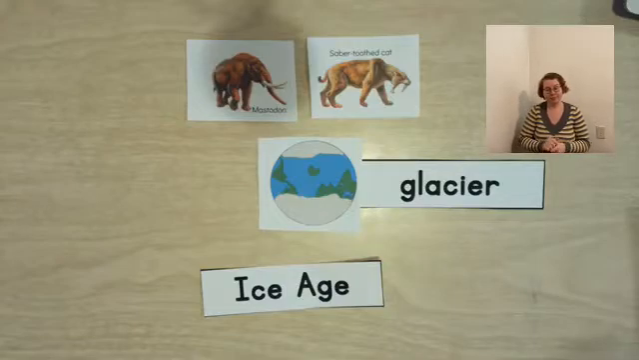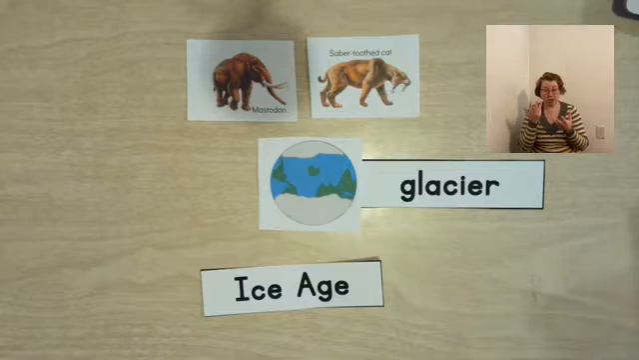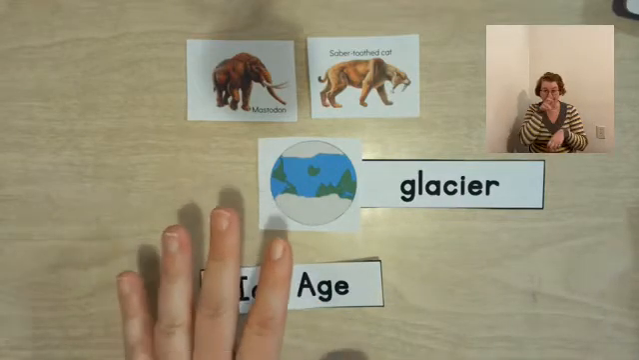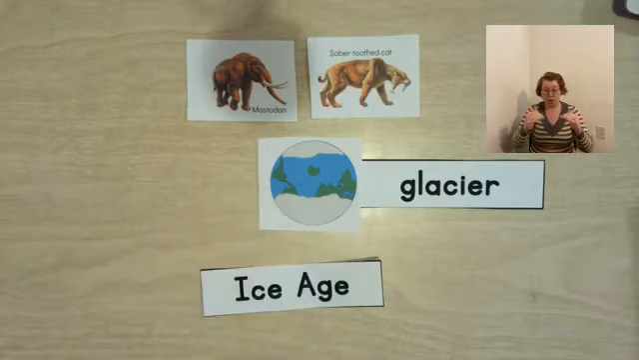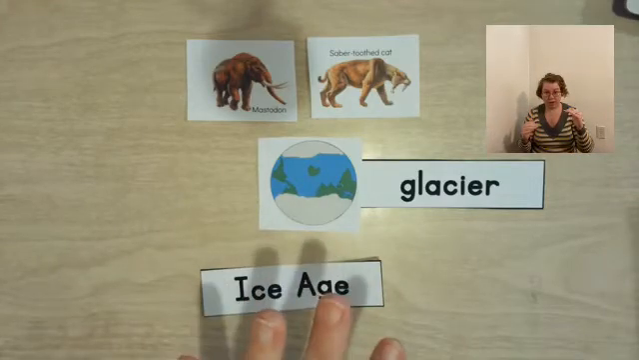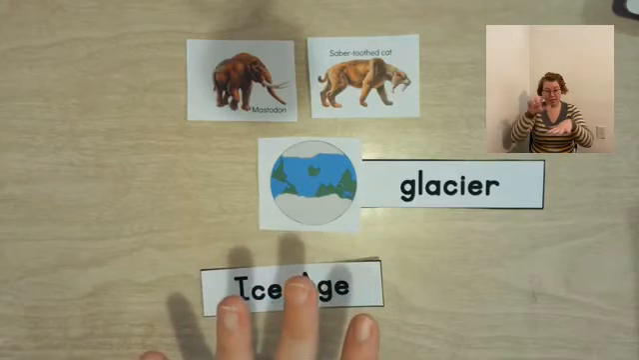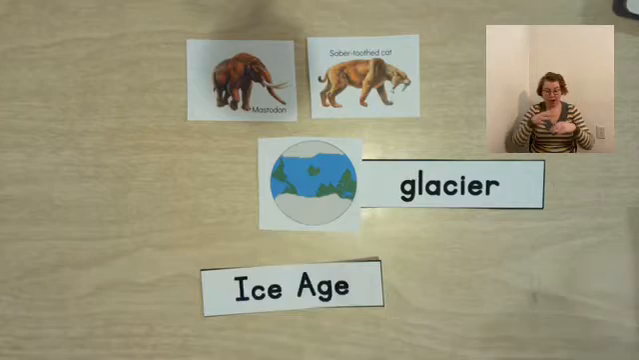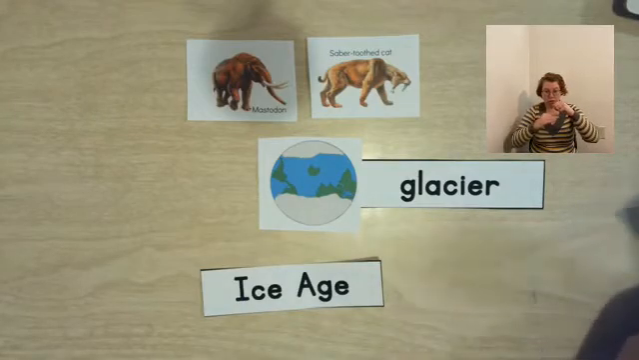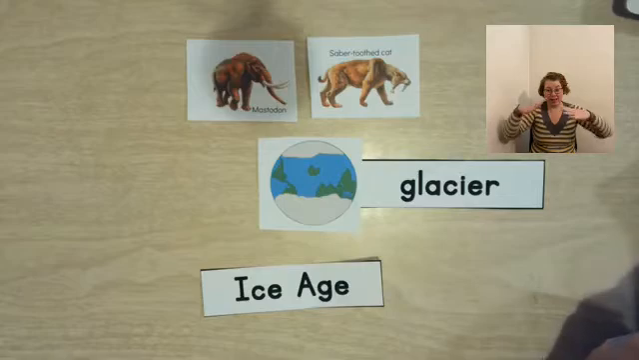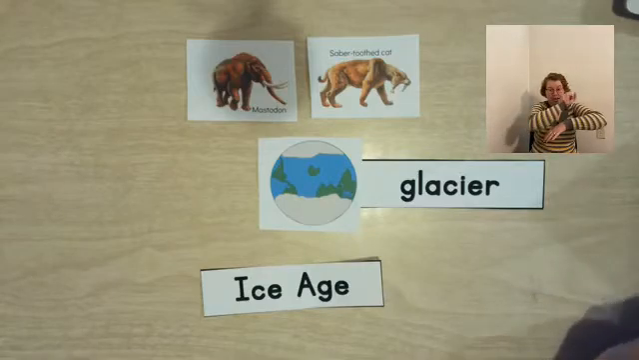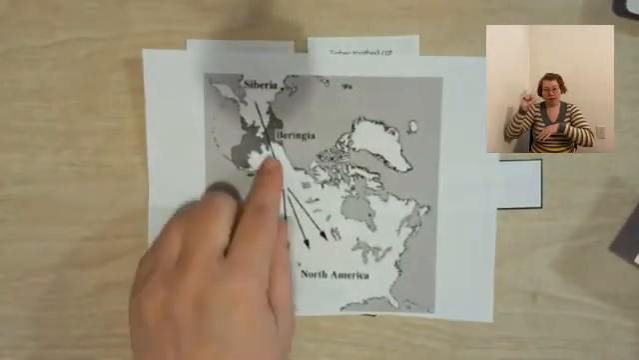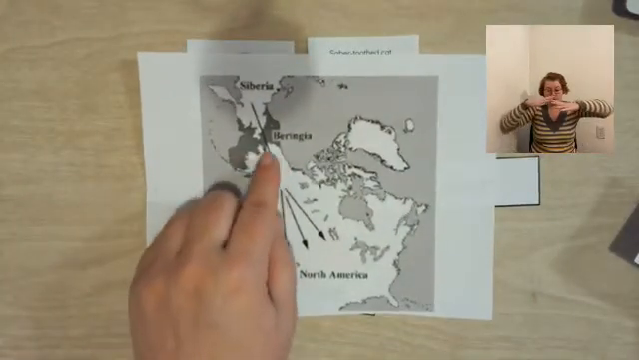So because so much of the Earth's water was frozen, the sea level was lower. So the land that was once covered by oceans was now exposed. And one of those pieces of land connected Asia to North America, or Alaska, right here. And that was called Beringia.